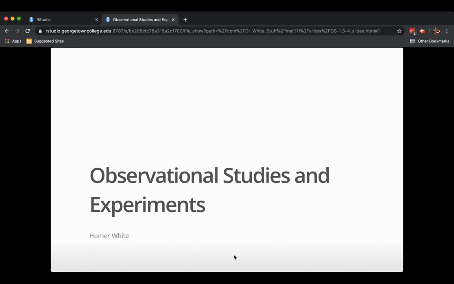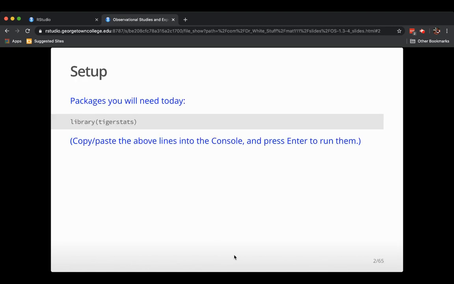So, we're mostly talking in these sections about observational studies and experiments and the differences between those two kinds of studies. You'll be needing the package TigerStats for these two sections, so you'll want to make sure you've libraried it if you've had to restart your R session for any reason.